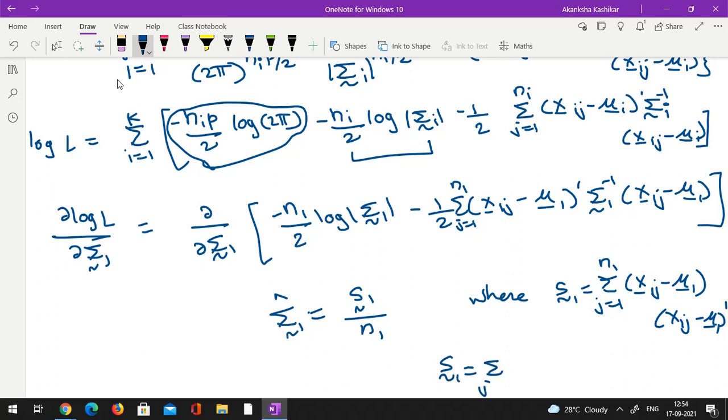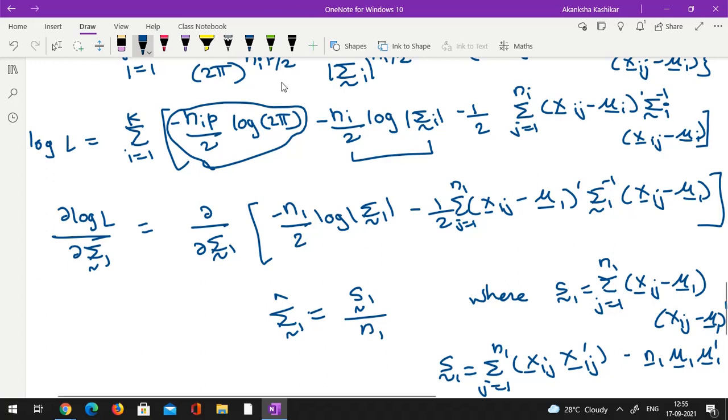In fact, you have a simplified version also. I can write S1 as sum over j going from 1 to n1 of x1j x1j prime minus n1 times mu 1 mu 1 prime. This is, I think, the simplified form, if you have notes from the maximum likelihood estimation part of the multivariate normal. Okay.